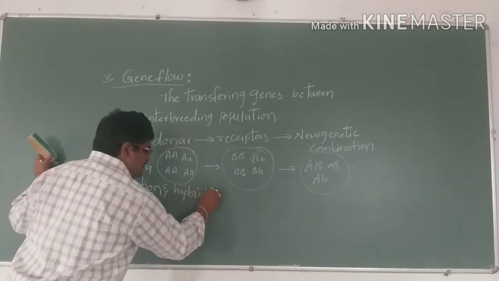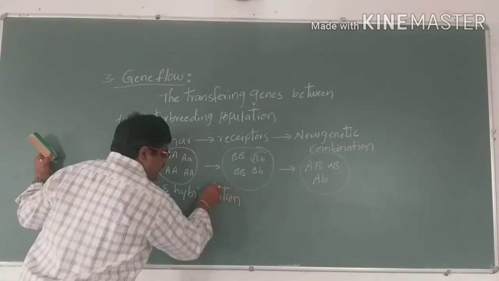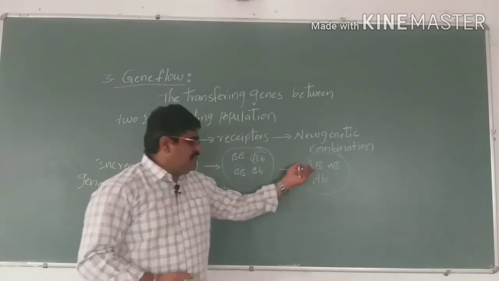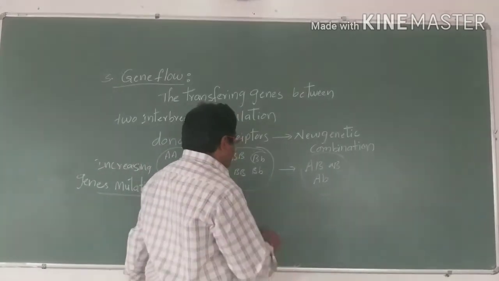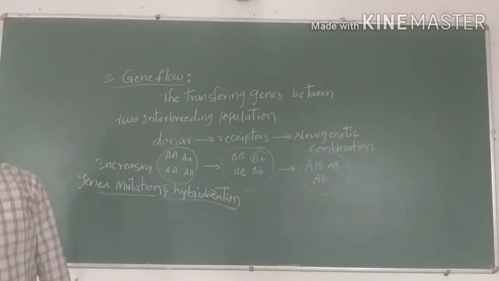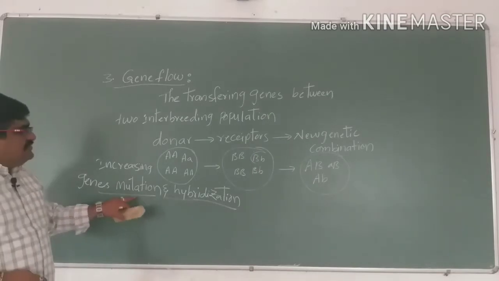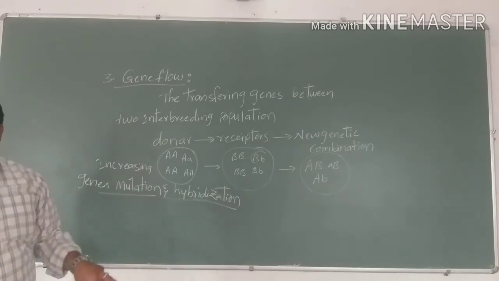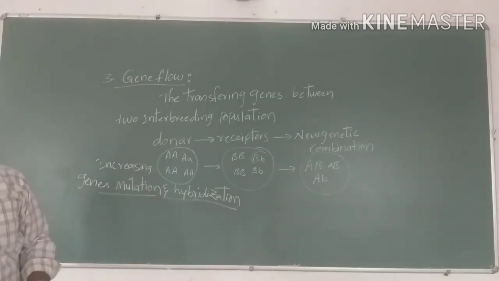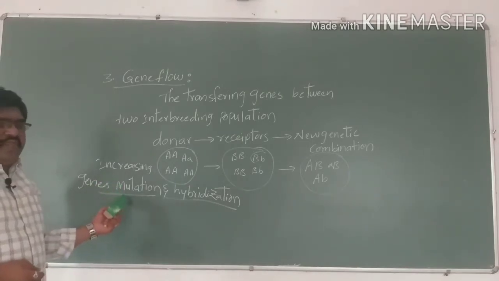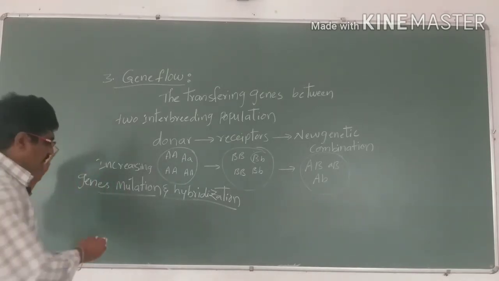Due to hybridization, new varieties of combinations are produced in a population. So those are the factors helpful in gene flow, which can take place across high mountain ranges, forests, and seas. And we can also take an example.